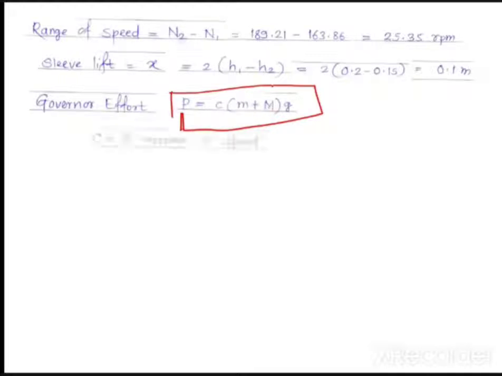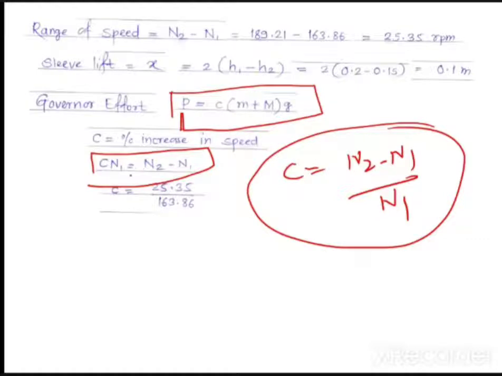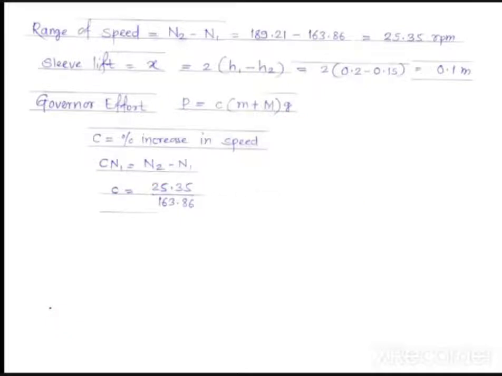Now first of all, C is equal to the percentage increase in the speed. How will you find the percentage increase in the speed? In the derivation, I have given you this formula. What is this formula? C into N1 is equal to N2 minus N1. Basically, C is equal to N2 minus N1 divided by N1. So from this formula, you can calculate the percentage increase in the speed. N2 minus N1 upon N should be in RPM. So from this ratio you get the percentage increase in the speed. So C you are getting 0.115, and then calculate P.